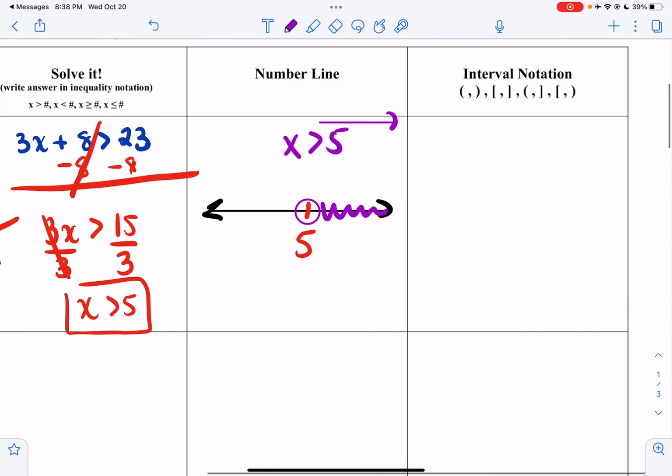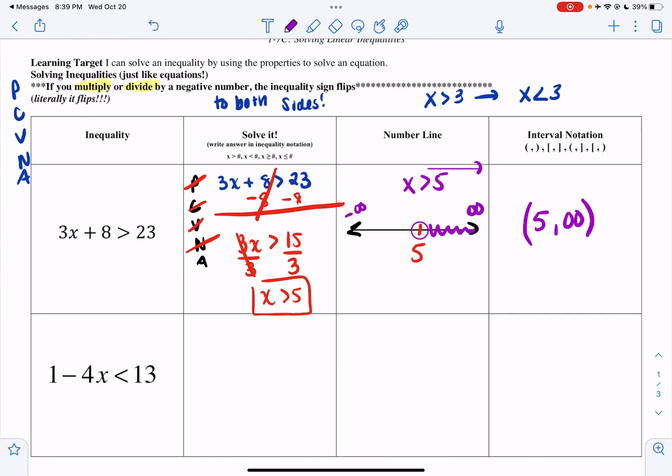Now, I'm starting with the number 5, and I'm going all the way to the right. So I'm not going to negative infinity, I'm going to positive infinity. We know we always end infinity with a parenthesis, and now I have to ask myself, is this going to be a parenthesis or a bracket? Well, since I'm not including 5 as a solution to my inequality, this is going to be a parenthesis. So this is how we'd write this answer in interval notation.